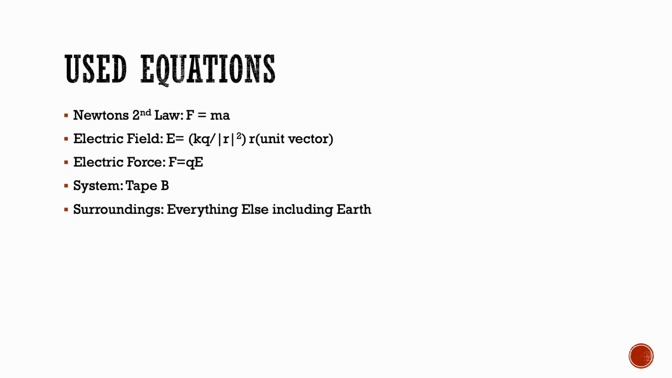So for this lab, we used these equations: Newton's second law, F equals ma, the equation for electric field, which is kq over the magnitude of r squared times r hat, which is the unit vector, and then the electric force formula, which is F is equal to QE, and then outlining our system and surroundings. In this lab, the system was the piece of tape B, and then the surroundings were everything else, which includes the Earth.